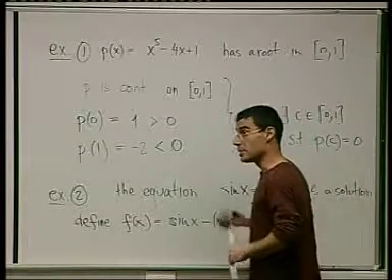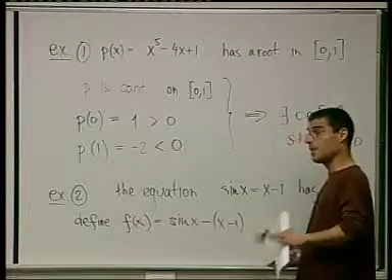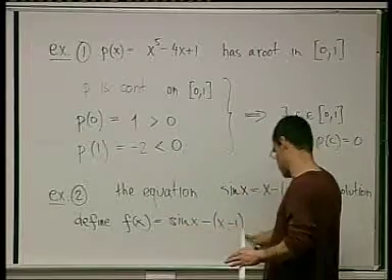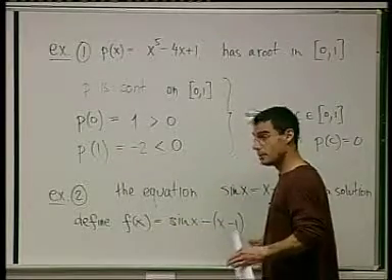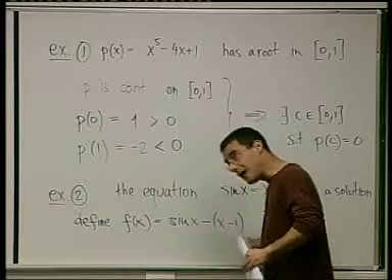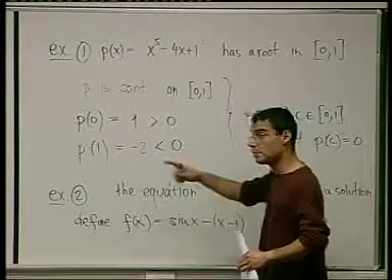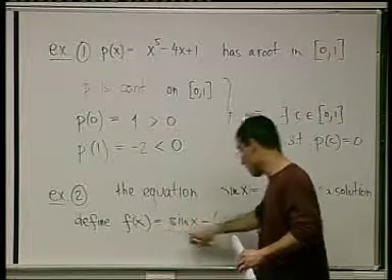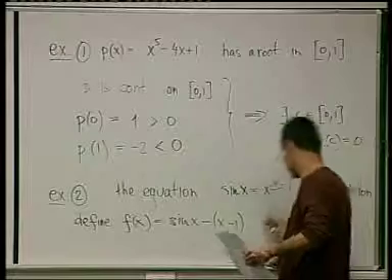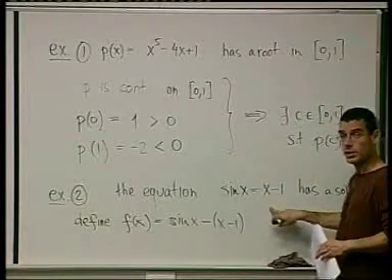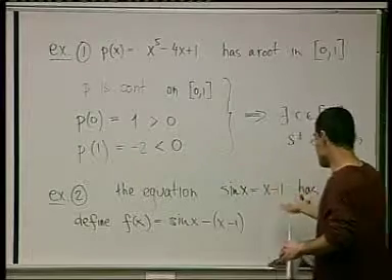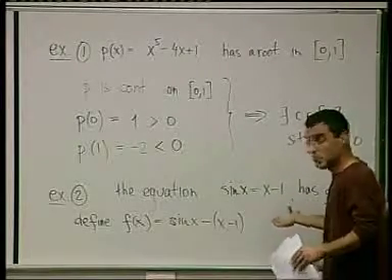So, yes, if somehow I can come up with an interval such that at one end of the interval this function is negative, and at the other end this function is positive, then by the previous theorem, there's some point where this function is 0. And saying that this equals 0 is precisely saying that this equals this. Do you agree? Okay? And in this case, you resort to your intuition.